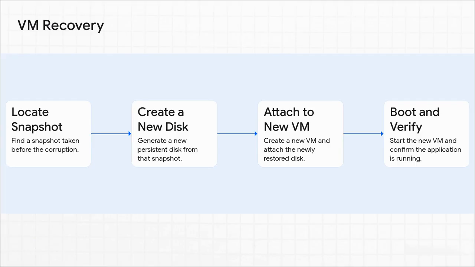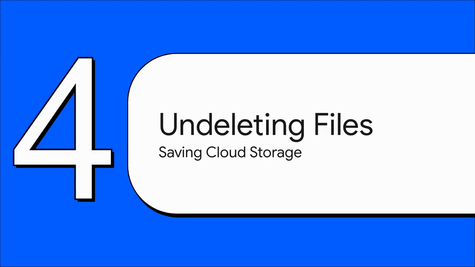You find the last known good version from before everything went wrong, you create a brand new disk from that snapshot, you attach it to a fresh new VM, and you boot it up. And boom, your application is back online. All right, we're getting there. Database is restored, VM is back online.